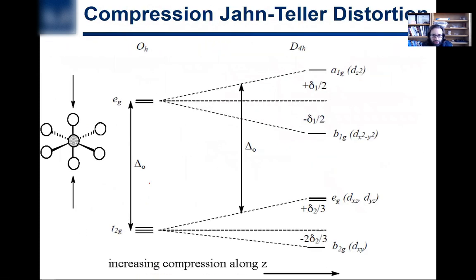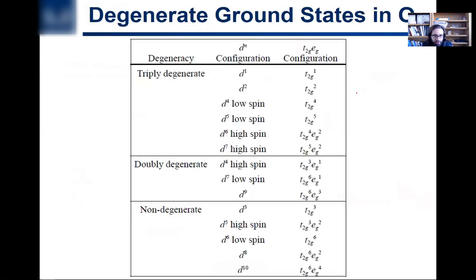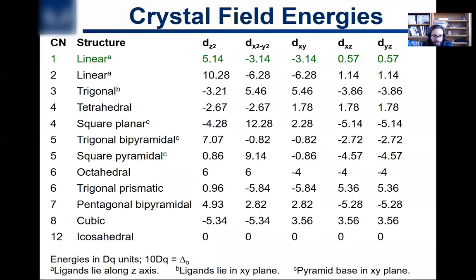Well, if you go back to our square planar complex, you may remember that there's this very high b1g orbital, this dx squared minus y squared orbital. It's really, really anti-bonding. We can go back even further and look at the crystal field splitting slide, where we had a square planar.